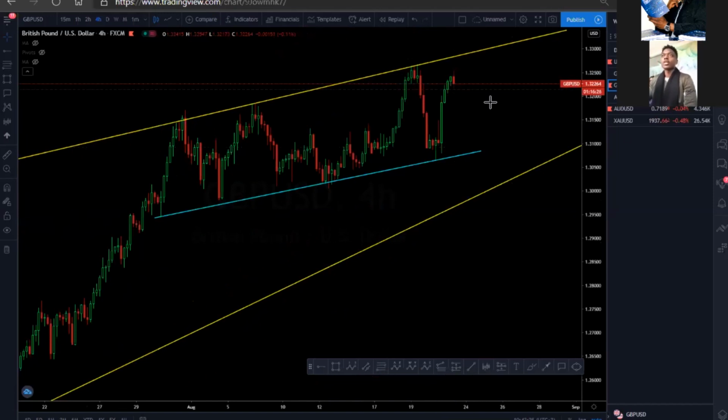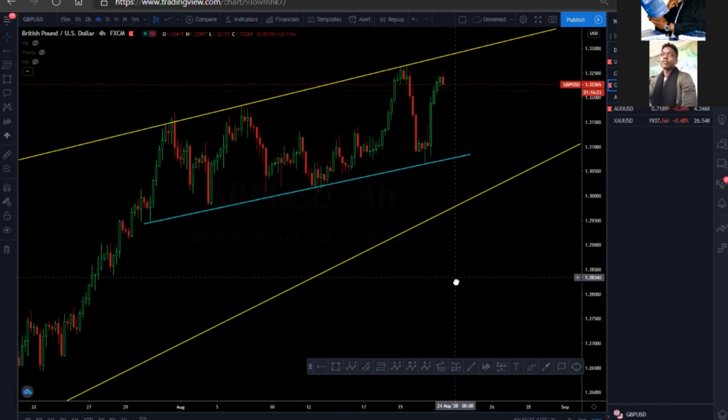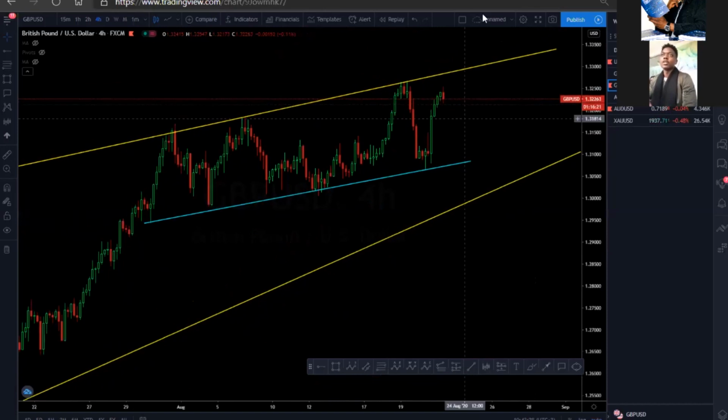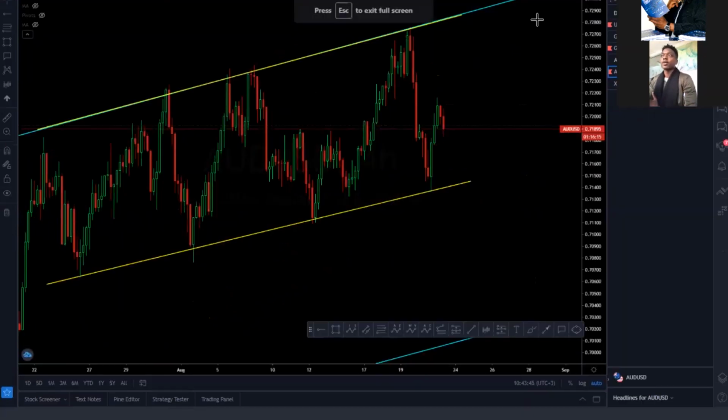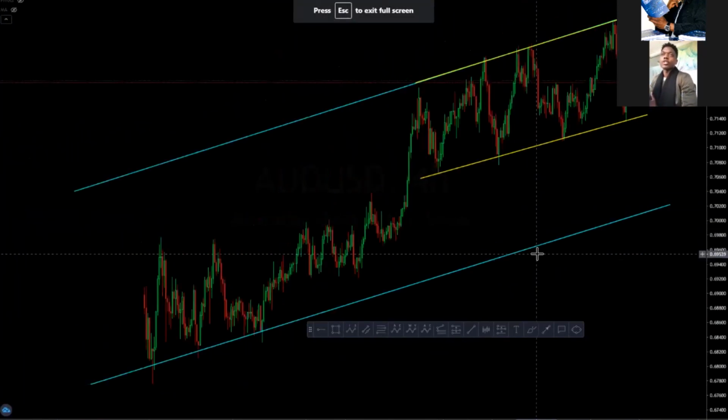So that's what I'm looking at on GBP USD. As I've said, I'm waiting to see if the market will break this to the upside, continue up, or correct to the downside. Aussie dollar, same thing. Same thing for our chart.